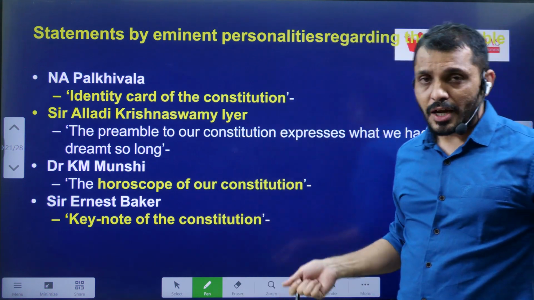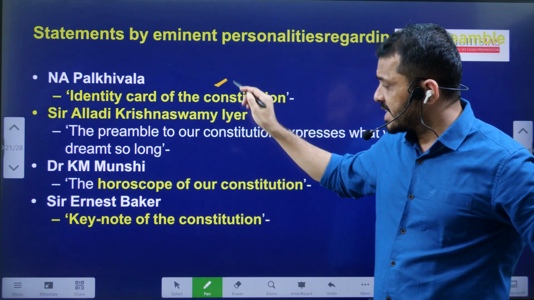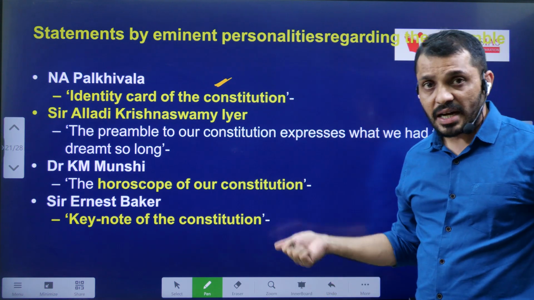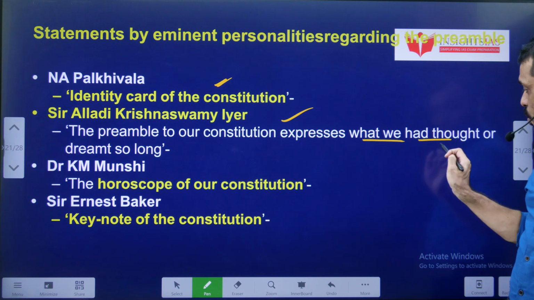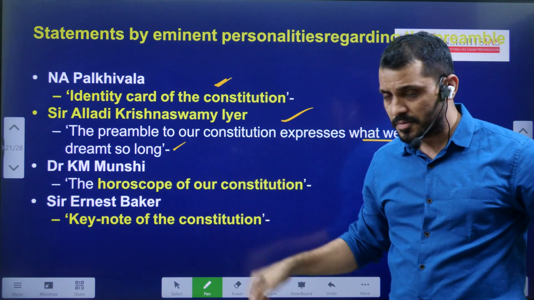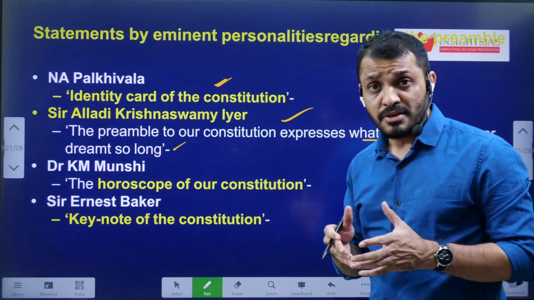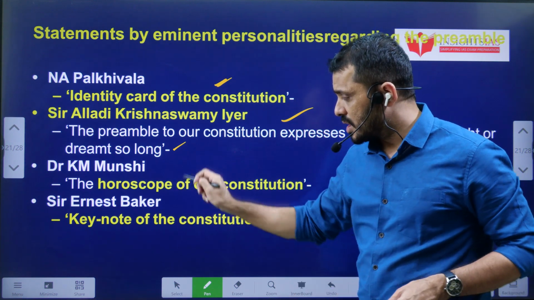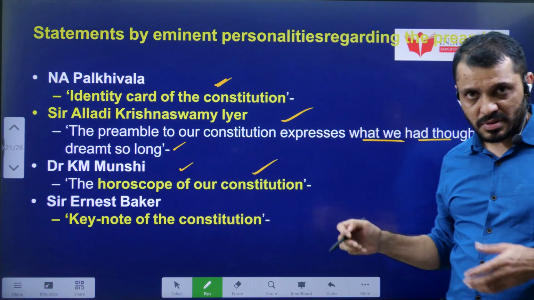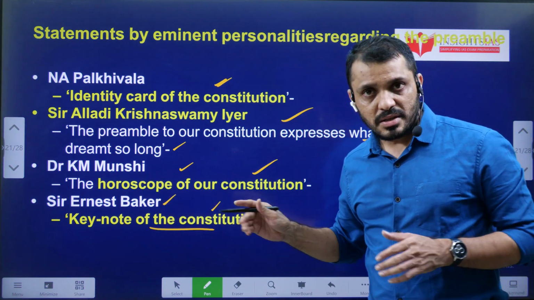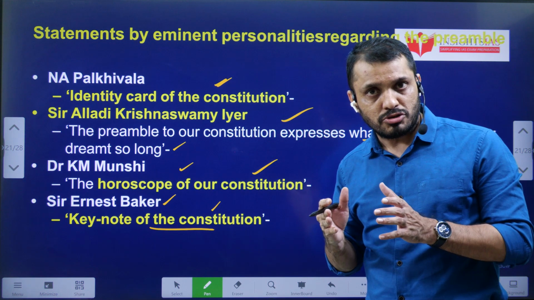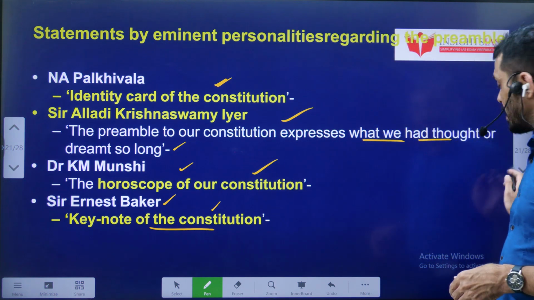N.A. Palkhivala said that the preamble is the identity card of the Constitution. Then Alladi Krishnaswamy Iyer said the preamble to our Constitution expresses what we had thought or dreamed for so long. That means it reflects our Indian philosophy. Then K.M. Munshi called the preamble the horoscope of our Constitution. Ernest Barker called it the keynote of the Constitution. That means the important things in the Constitution are reflected in the preamble.